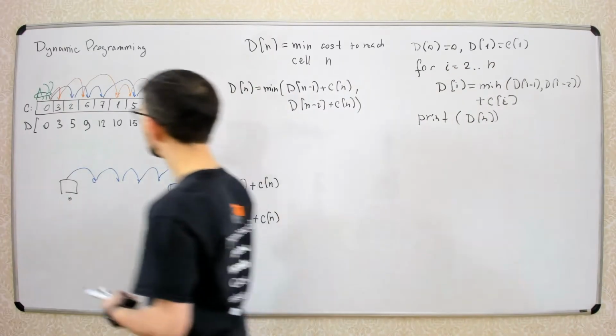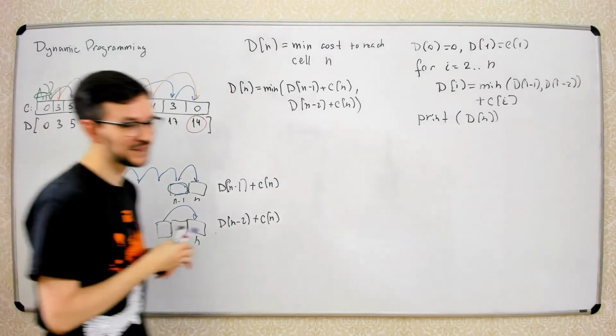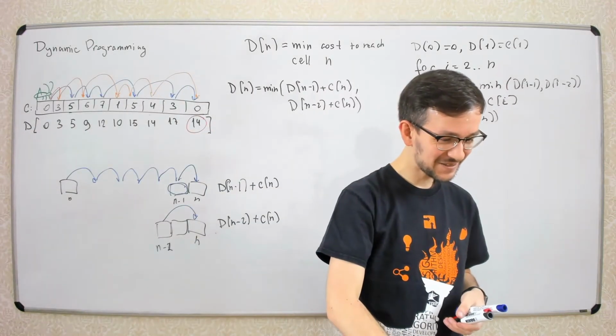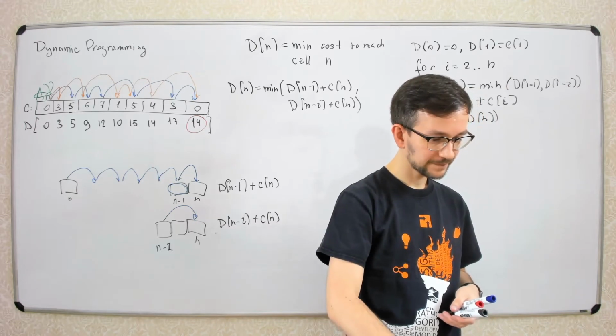My bad. Here it should be not 5 but 2, right? So everything is wrong. Let's just change this to 5. Yeah, much better. That's the easiest fix. Yep. Cool.